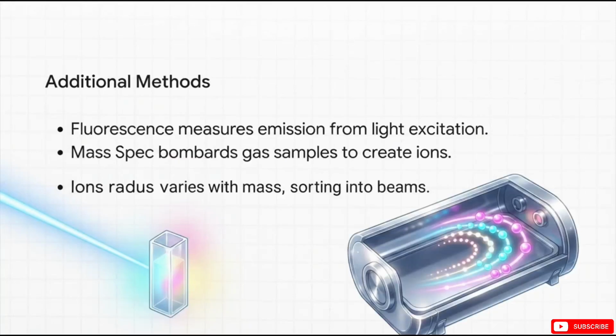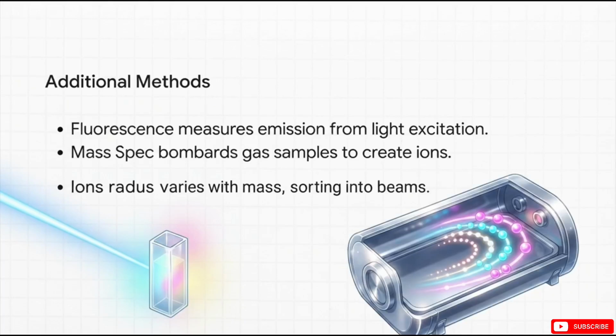Just to round out the categories defined in your syllabus, you should also be familiar with a couple of other key methods. First up is fluorescent spectroscopy. This is a bit of a hybrid. It measures the light emitted by a substance immediately after it has absorbed light. We call this photoluminescence. Second is mass spectroscopy, and this is a totally different beast.